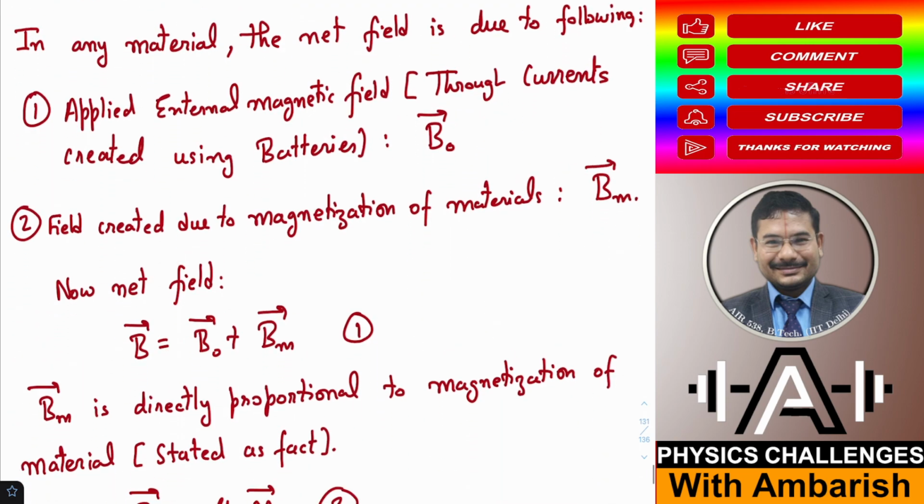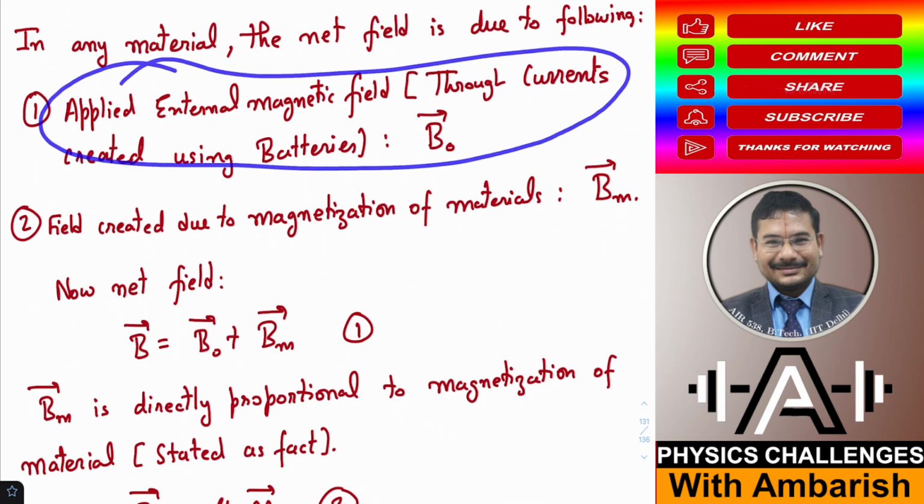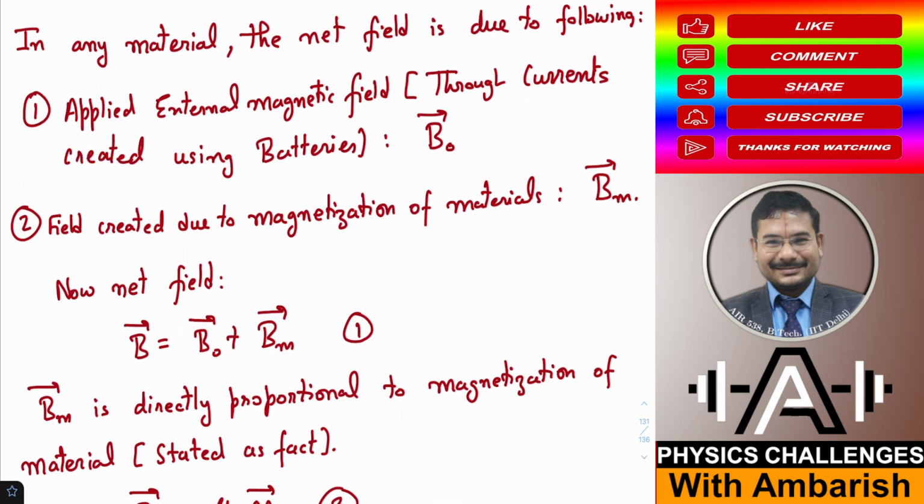Now in any material, the net field is due to the following reasons. One is the applied external magnetic field, and this external magnetic field is due to currents created using batteries. There might be some copper wire or metallic wire through which I am passing current. That is my free current that I am creating using batteries. The other component of the field is due to the magnetization of the material.